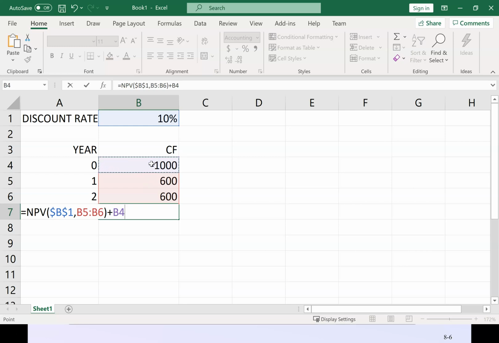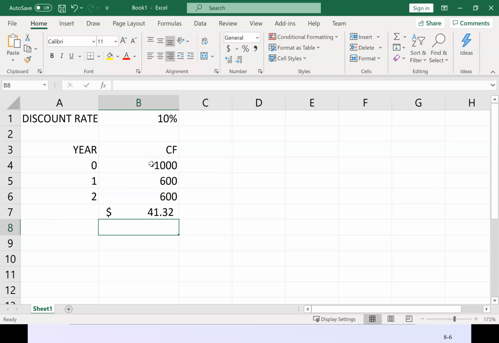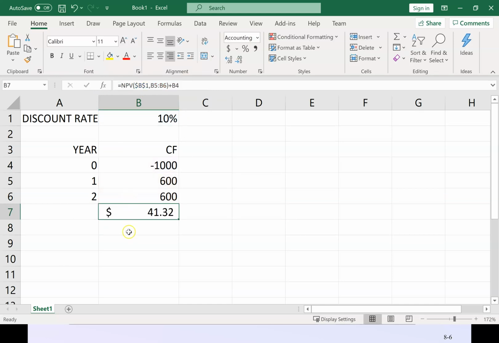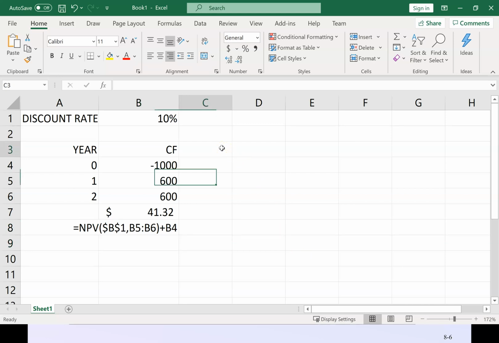Okay, so press enter. Then you will see that the net present value of this project is $41.32. So let me just copy this and show it in here. Okay, so this is how we calculate the net present value of a project. Okay, let's do one more exercise, right?